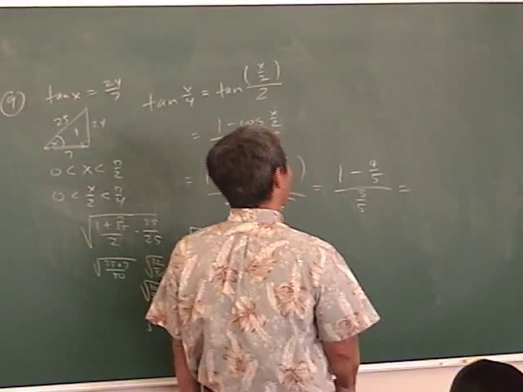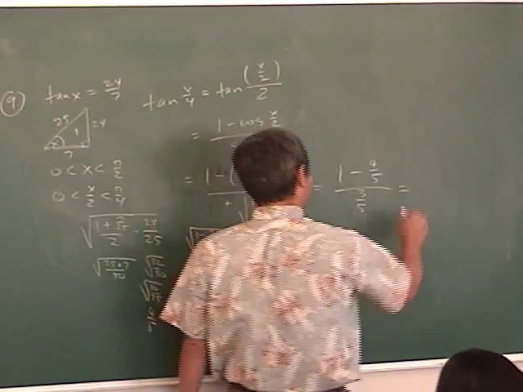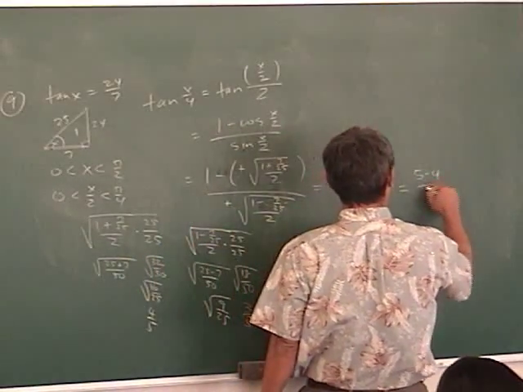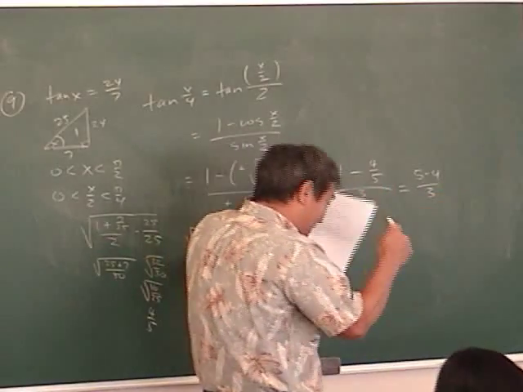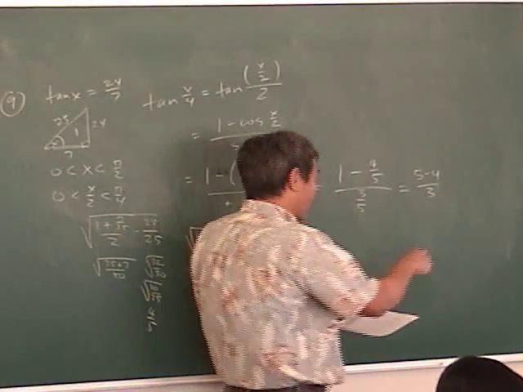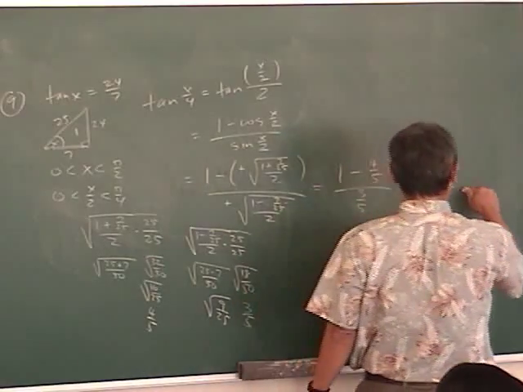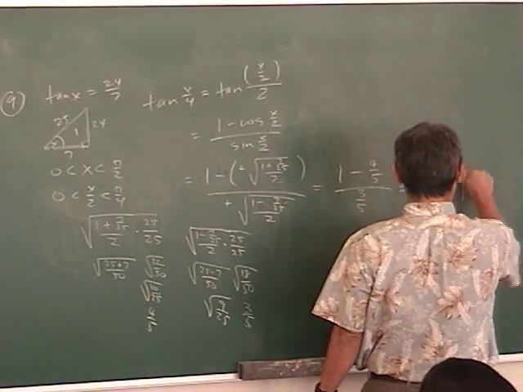How do I simplify this? Multiply top and bottom by 5. So you get 5 minus 4 over 3. So you just sit there and you work and you work and you work. Just work it out until you finally get 1/3.